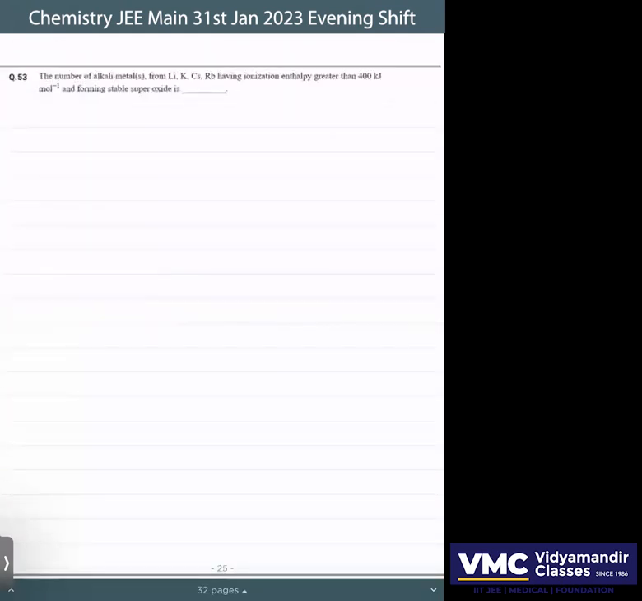Next is the number of alkali metals from lithium, potassium, cesium, and rubidium having ionization enthalpy greater than 400 kilojoule per mole and forming stable superoxide is. So the ionization enthalpy for lithium is 520 kilojoule.